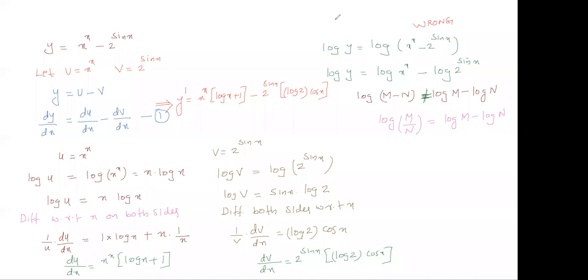So make sure that you won't make these kind of mistakes, like logarithm of a difference is not the difference of their logarithms. So you have to here name the function as u and v. x to the power x is u and 2 to the power sin x is v. Now your function will become y is equal to u minus v. So dy by dx is equal to du by dx minus dv by dx. So then you have to find du by dx and dv by dx separately. So there you have to apply logarithmic differentiation and put back the value, then you will get the derivative. Clear?